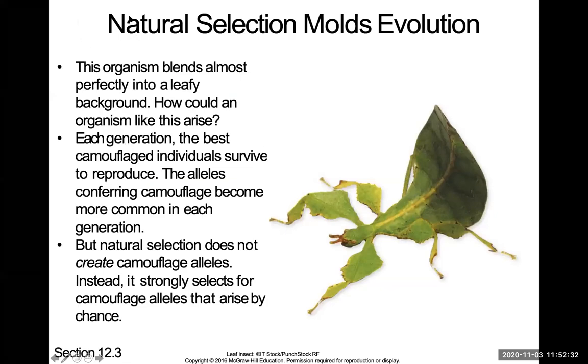Okay, so natural selection is going to mold evolution, and we look at the organisms, and we might question how could an organism like this arise. It's a weird looking organism. Why would it have this shape?